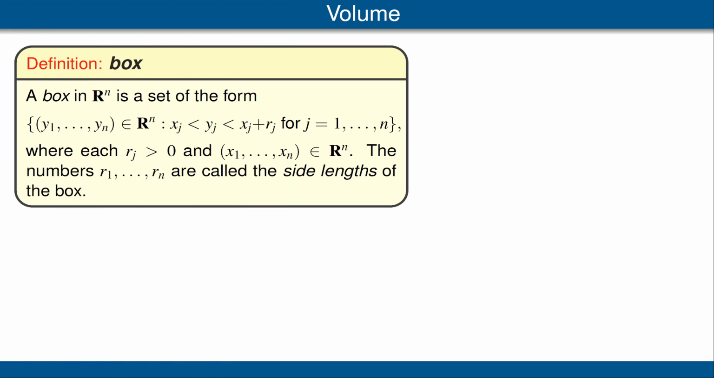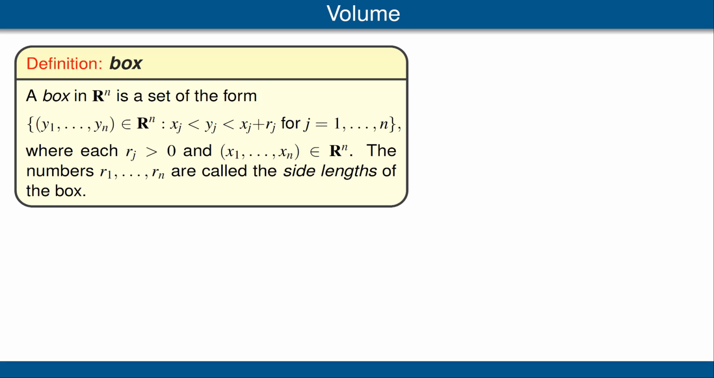We are aiming to explain the appearance of a determinant in the change of variables formula for integration in Rn. To do that, we first need to talk about the volume in Rn. We start that process by defining a box. Fix a positive integer n for the rest of this video. A box in Rn is a set of the form shown here.